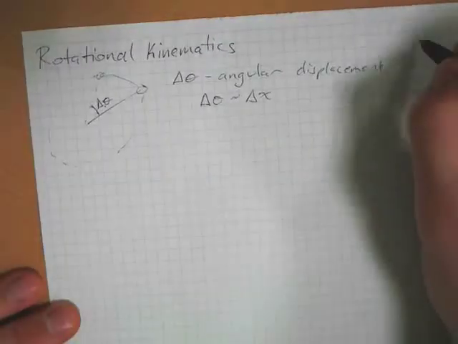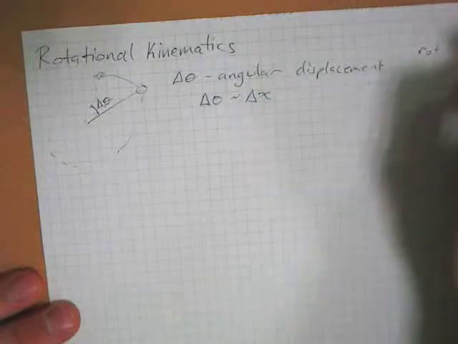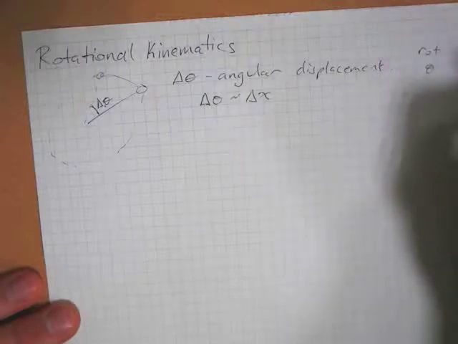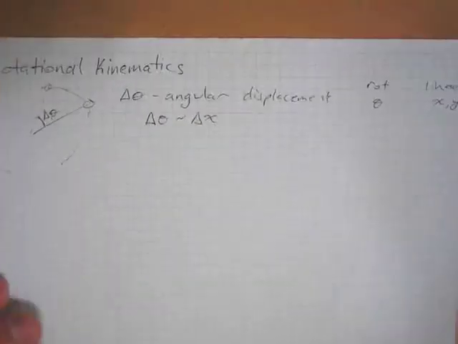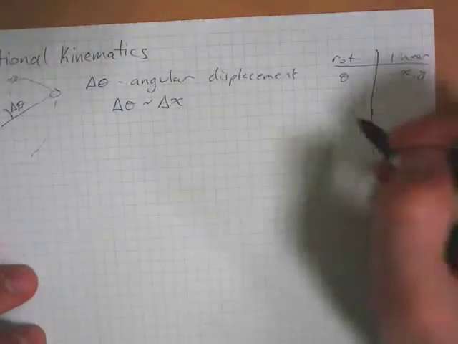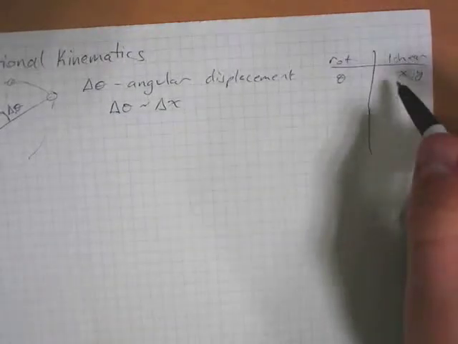I'm going to make a little column here. Rotational quantities, linear quantities. Our theta is like our linear x, or y, I guess, whatever you want to call it. And I'm going to keep this running list of different quantities that we use.